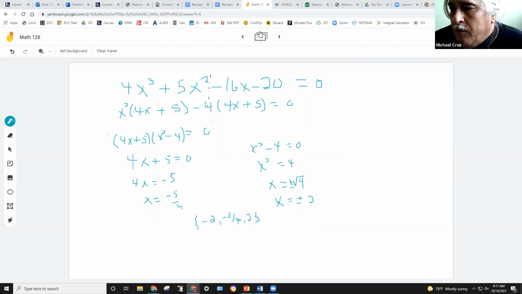So one of the things that's important to remember, your highest power there, that 3, gives you an indication of how many solutions you may have. You'll never have more than that. You'll have at least 2, and you could have some that repeat, but that's how many solutions you should have. All right, let's see what's next.